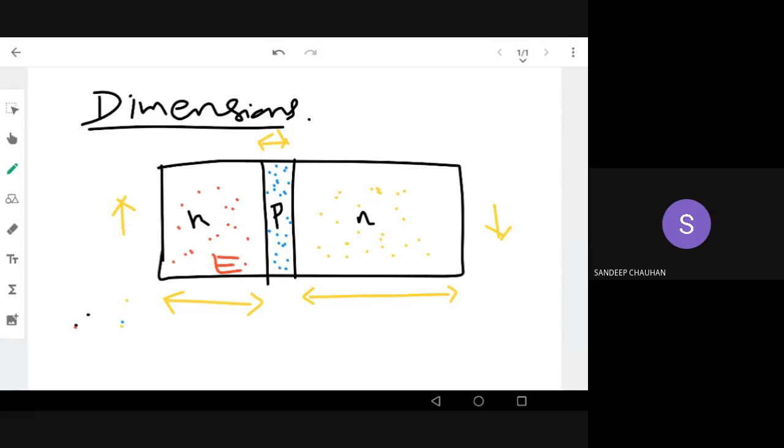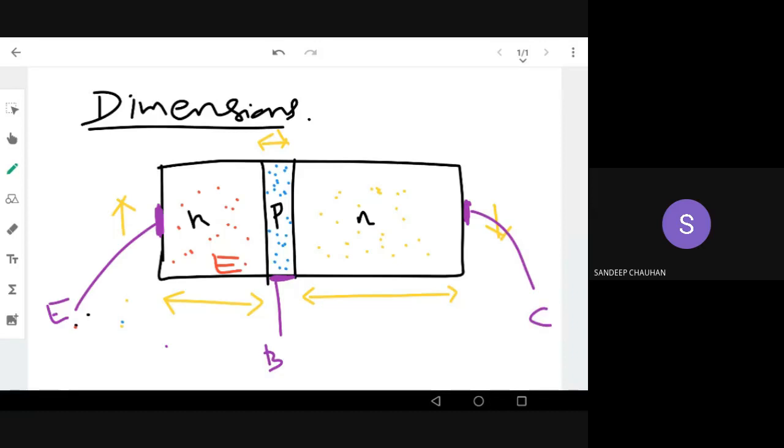Now we have to discuss what are the different possibilities of biasing the transistor. What is biasing? Biasing is giving some input voltage to the transistor. That is called biasing, right? So let's discuss what are the different possibilities. I already told you we have to give some metal contacts to the semiconductor so that we can give some voltage to these different regions, right? So this is the emitter region, the base, and this is the collector region, right?